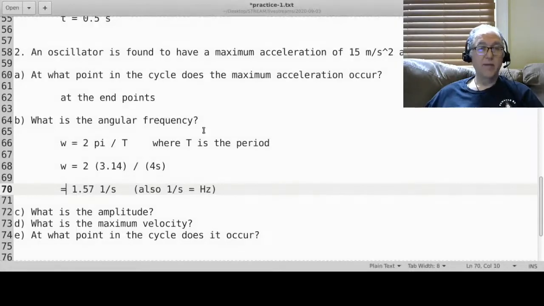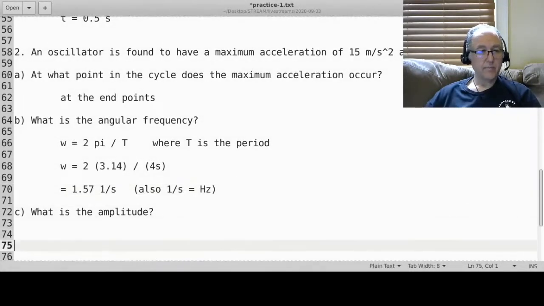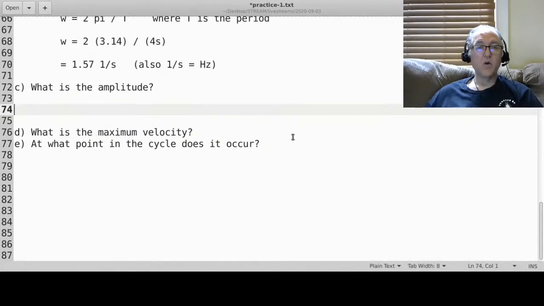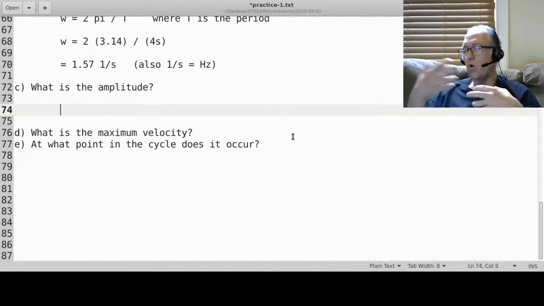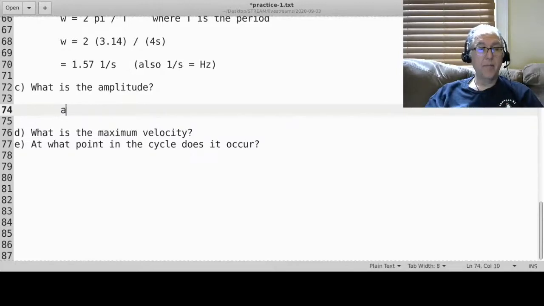Okay, and so the formula there is, and our tests are open book, but it's good to know these. During the test, try to have as much memorized as possible, because this way you don't go searching for stuff, which will eat up your time and then you won't get done. So the maximum acceleration, which I'll write as a max, is equal to omega squared times A.